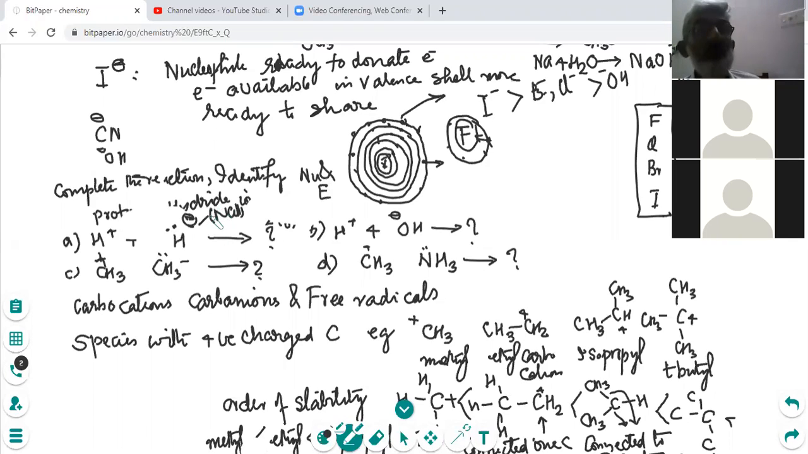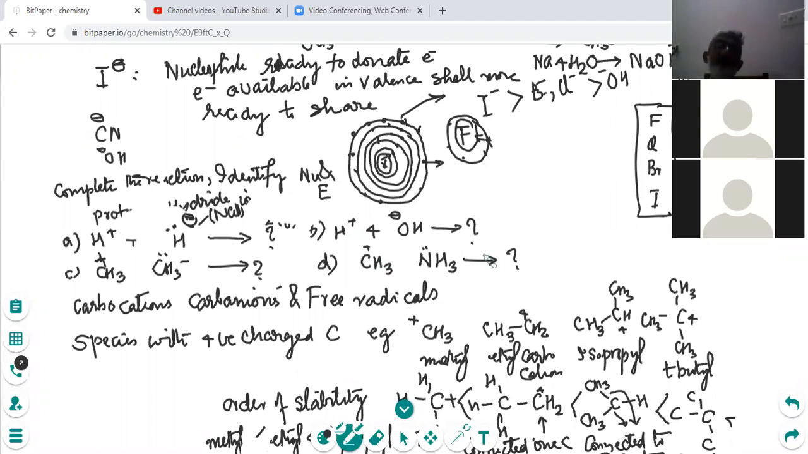NaH is sodium hydride. You can generate the hydride ion from NaH. Suppose you are reacting this with an H plus. What product do you get? A hydride ion is reacting with H plus. What product do you get? That's one thing. Now look at this side: H plus is reacting with OH minus.